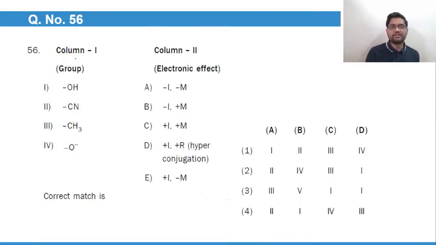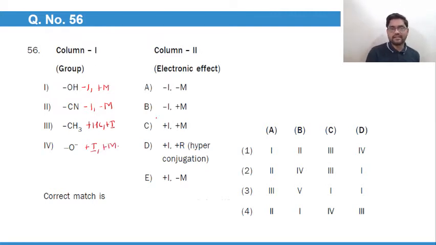56, this is group and this is electronic effect. OH is minus I and plus M, right? This is minus I and minus M. This is plus hyperconjugation and plus I. And this is also plus I and plus M. Clear? So let us start.